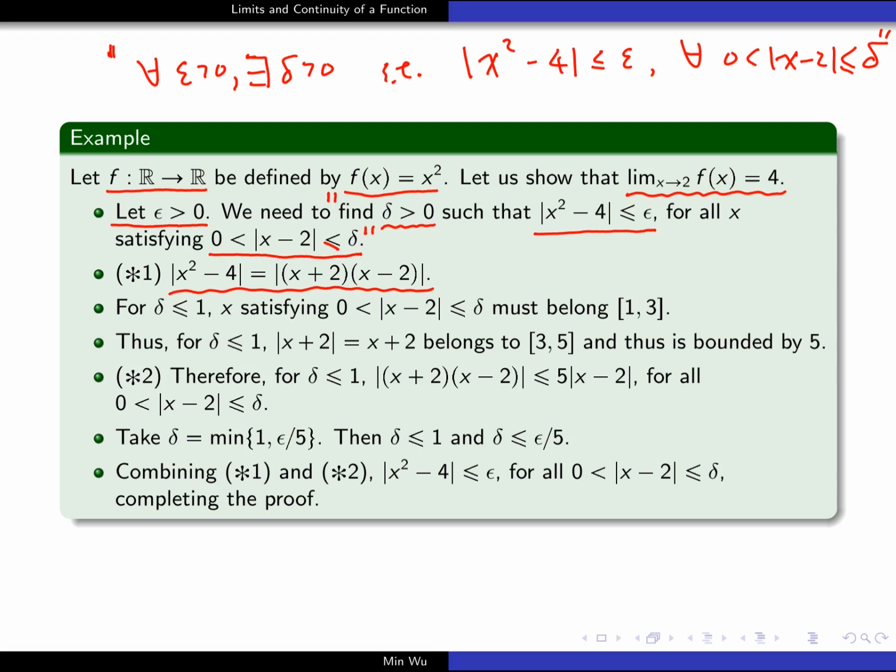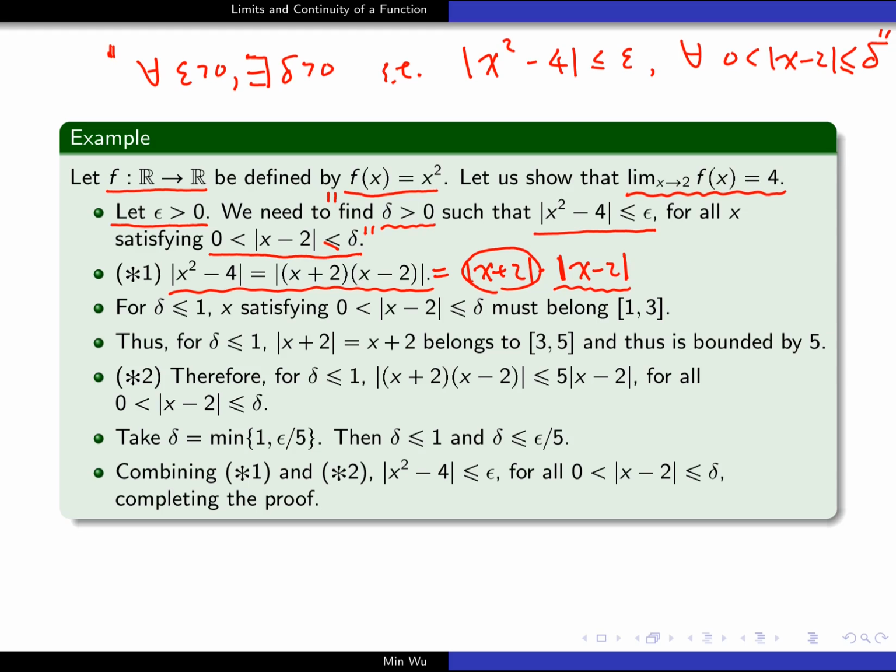And you can see here, |x - 2| is actually here because this is equal to |x + 2| times |x - 2|. And this term we can control, and this term we have to kind of estimate. So |x - 2| can be controlled by delta. And this term can also be controlled by delta, but we have to figure out how to do that.